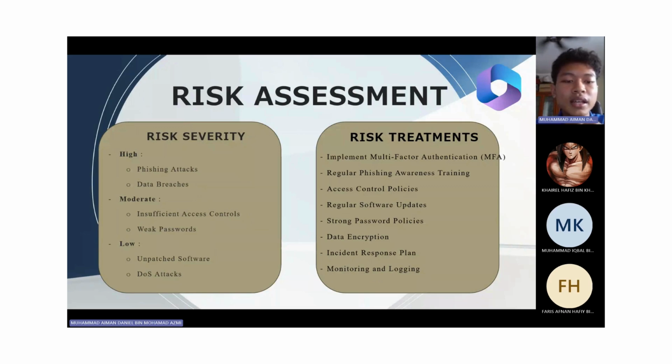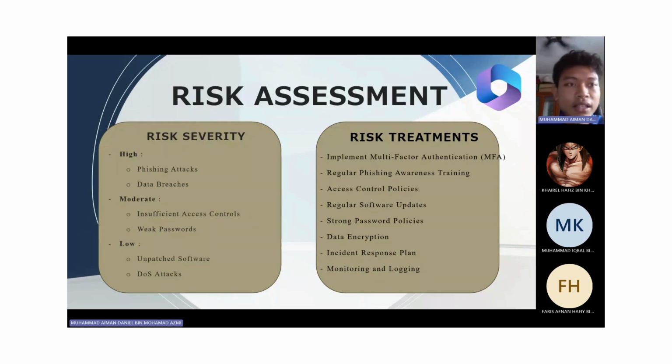And then the third one is access control policies. This is to enforce strict access control measures and regular audits of permissions. The next one is regular software updates. This is to ensure Office 365 and related software are kept up to date with the latest security patches. The next one is strong password policies, to enforce the use of strong, unique passwords and regular password changes.